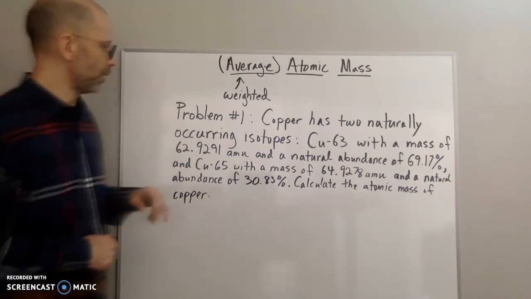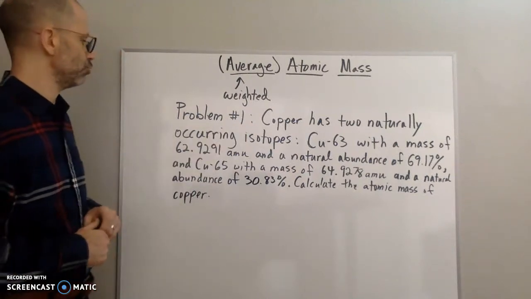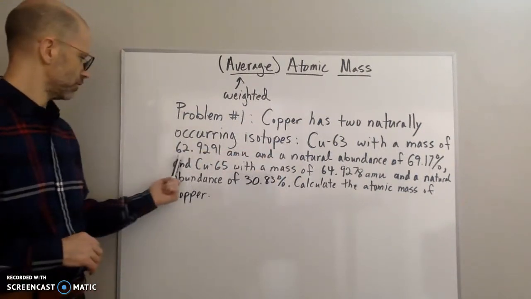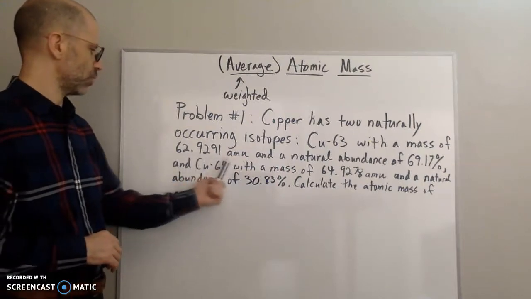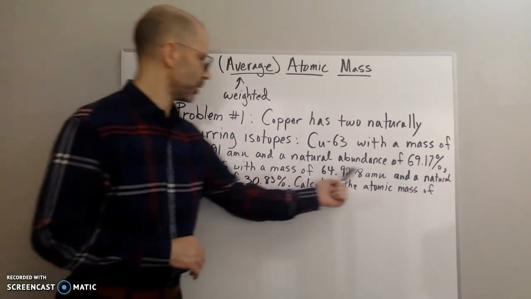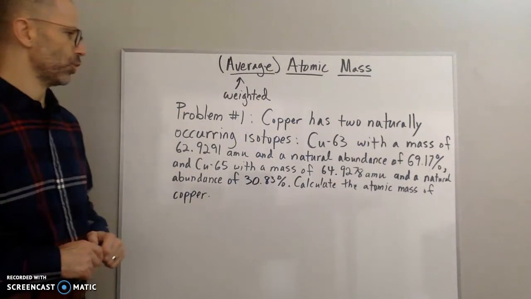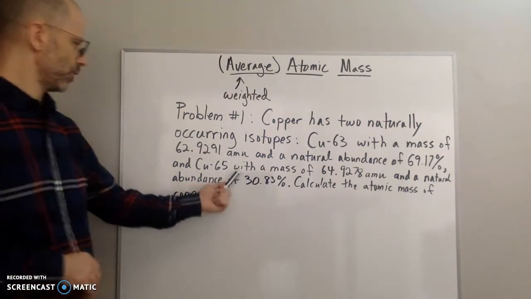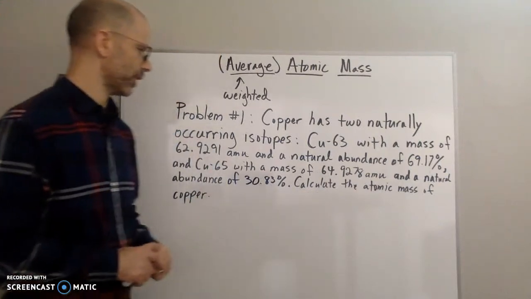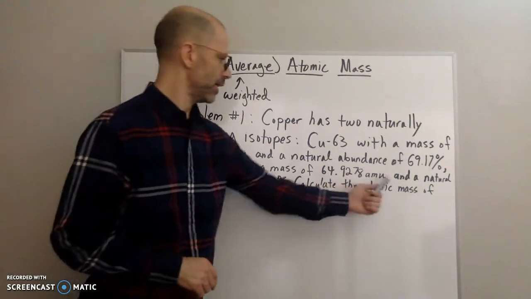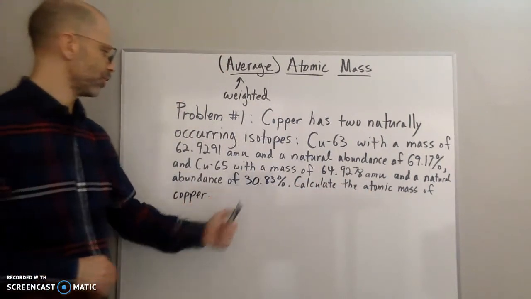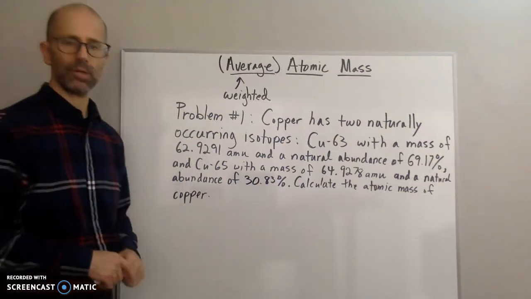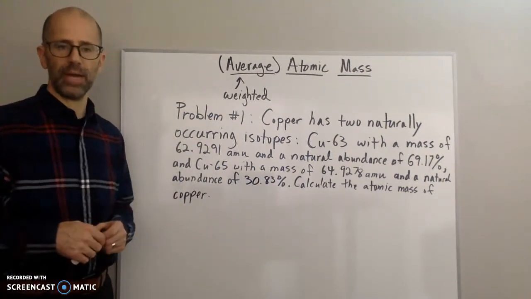So problem number one, copper has two naturally occurring isotopes, copper 63 with a mass of 62.9291 AMUs and a natural abundance of 69.17%. And copper 65 with a mass of 64.9278 AMUs and a natural abundance of 30.83%. Calculate the atomic mass of copper. And what they mean is the average atomic mass.